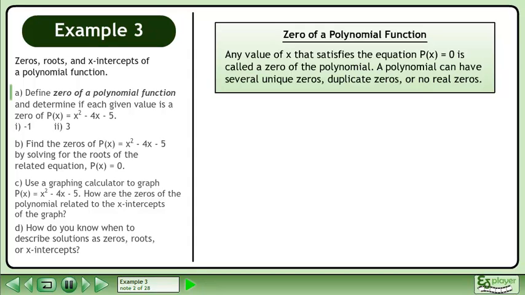Any value of x that satisfies the equation p of x equals 0 is called a 0 of the polynomial. A polynomial can have several unique zeros, duplicate zeros, or no real zeros. Now we'll test if -1 and 3 are zeros of p of x equals x squared minus 4x minus 5.